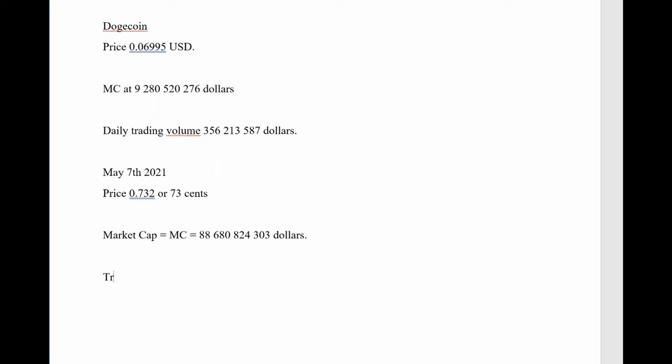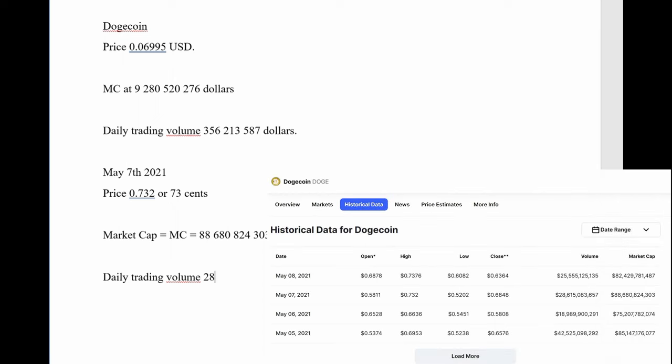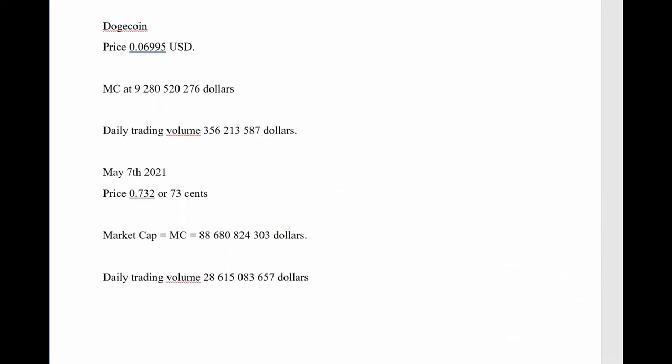And daily trading volume was at $28,615,083,657. So it's not bad numbers, right? And I checked both BscScan and Blockchair to find out how many wallets there are, and approximately 5 million wallets. Okay, next up is Shiba Inu.